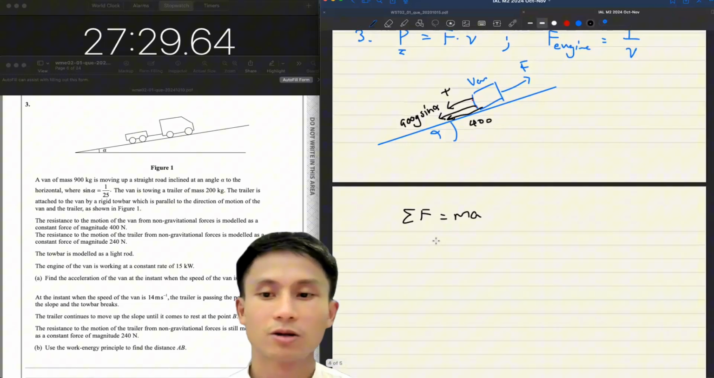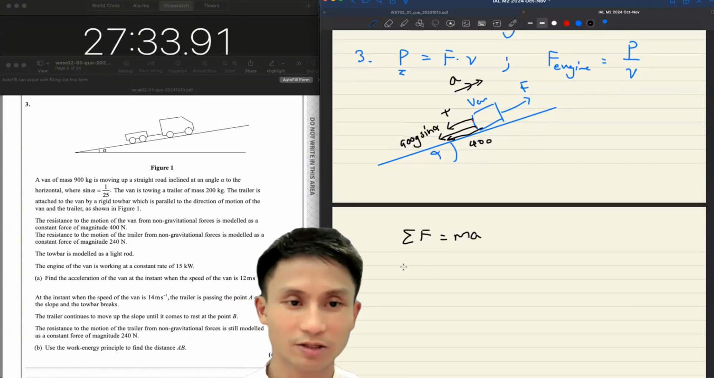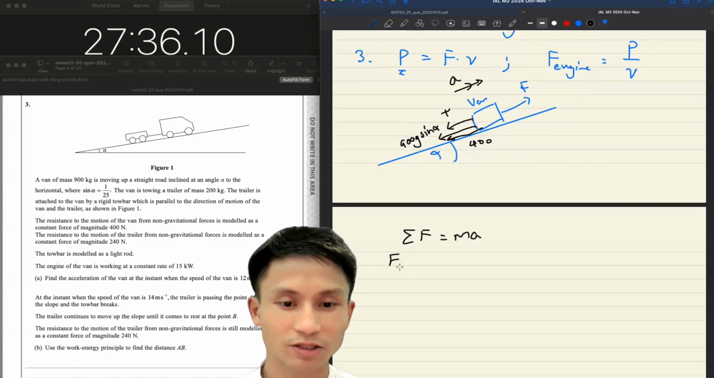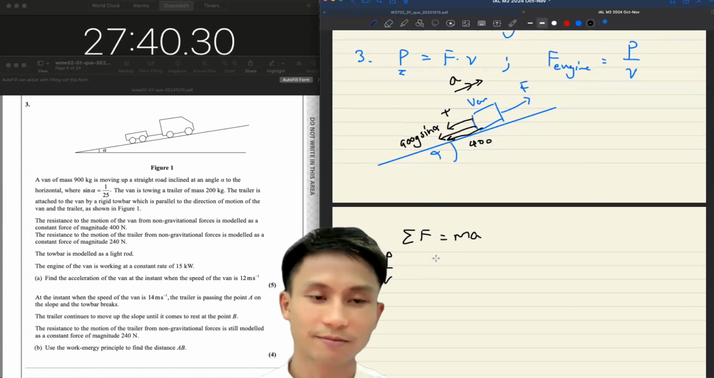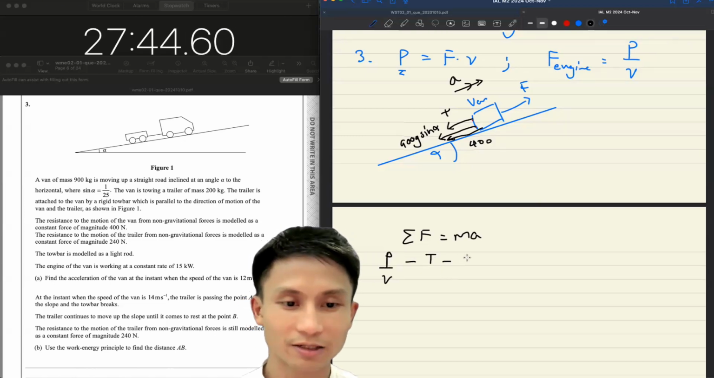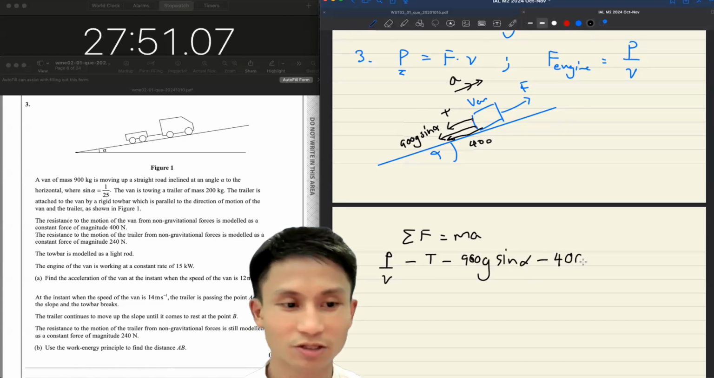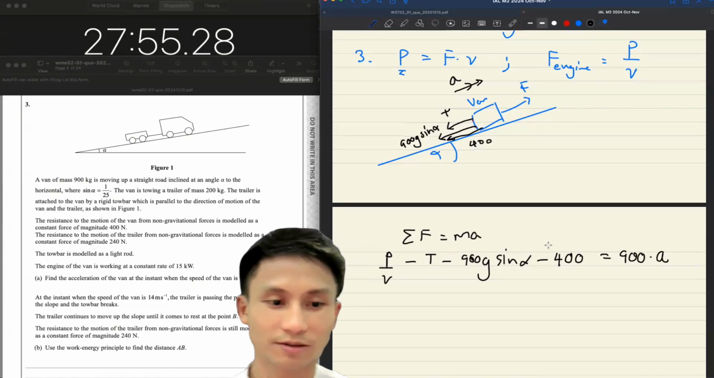Because we are going up, the acceleration is upwards there, so we're going to do the engine force, which is power over the speed, minus the tension, minus 900 g sine alpha, minus the non-gravitational resistance equals mass 900 times acceleration.